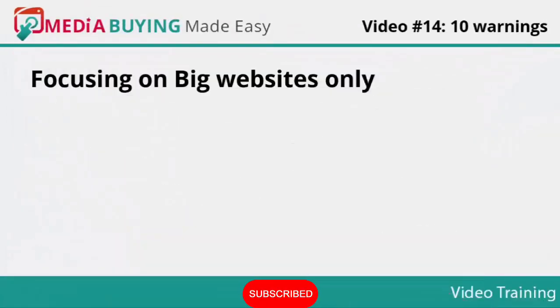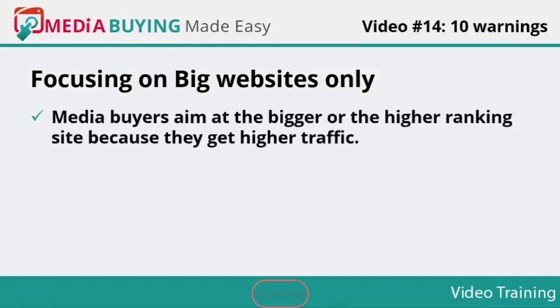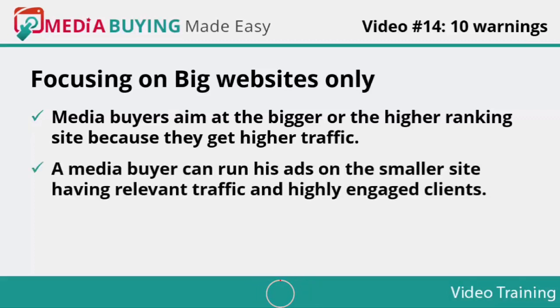Focusing on big websites only. For online campaigns, media buyers aim at the bigger or the higher ranking site because they get higher traffic. But before choosing a site, they must understand that the site chosen for campaigning is relevant for your product and services. A media buyer can run his ads on the smaller site having relevant traffic and highly engaged clients.